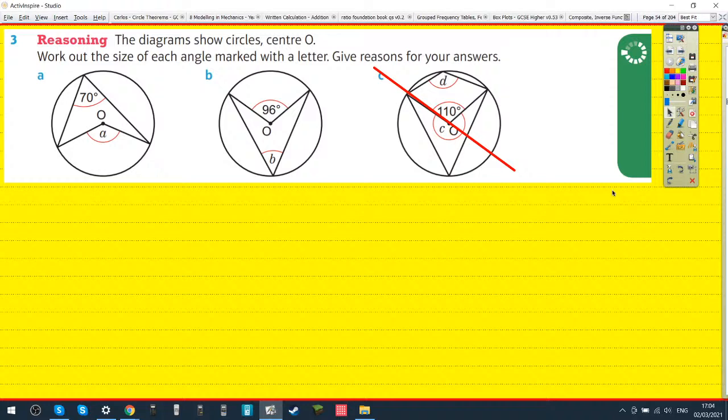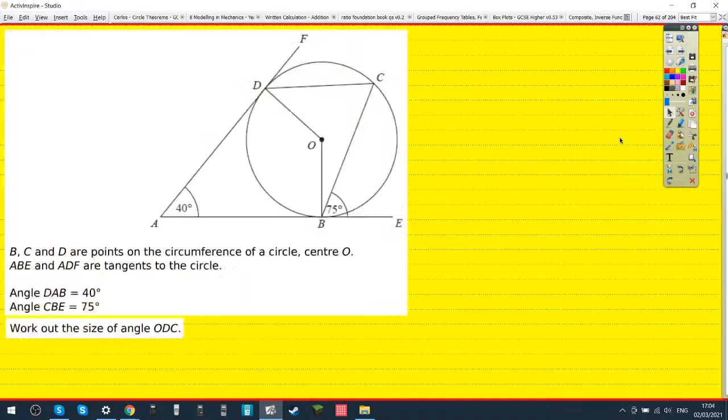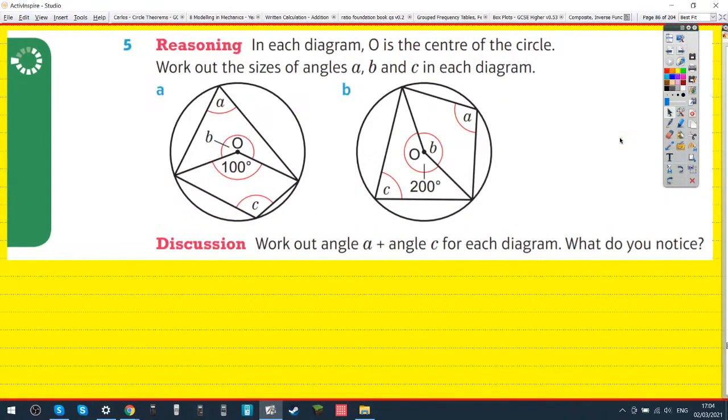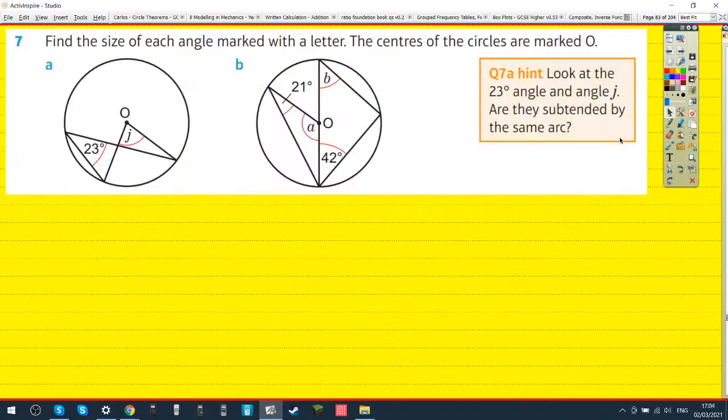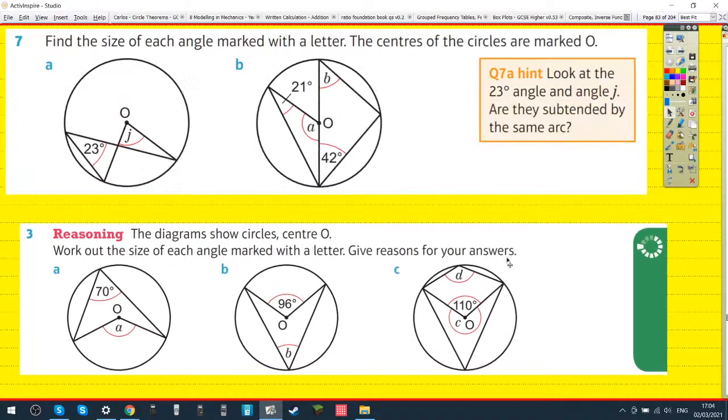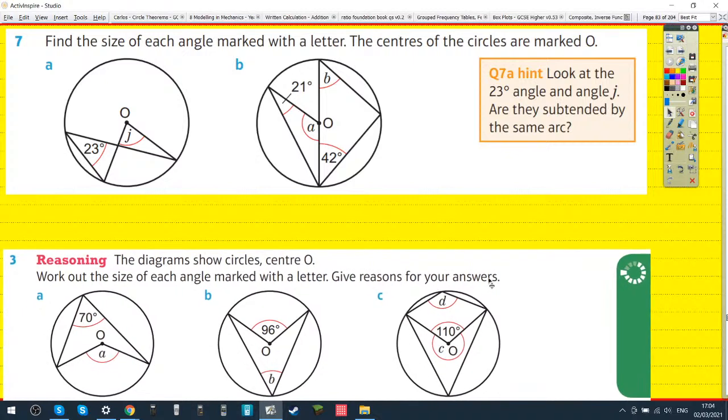Yes. So what's A? Would it be 140? Yeah. And let me just copy that. And so that's 140. And so the angle at the center is twice the angle at the circumference. And so which angle is at the center? Which angle is at the circumference?